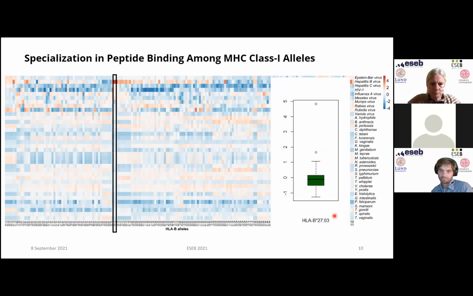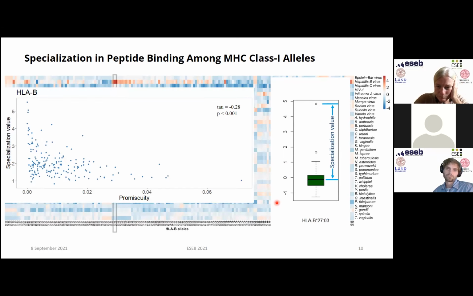So for this allele, we can get the difference between the median and the maximum binding values as a specialization value, which shows how much difference there is between the most highly covered pathogen and the allele's overall binding capacity. We have calculated this specialization value for each allele in our data set, and we have shown that this specialization value is actually negatively correlated with promiscuity, meaning that the alleles with a high specialization value tend to be among the fastidious ones.